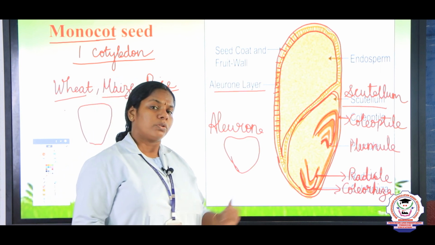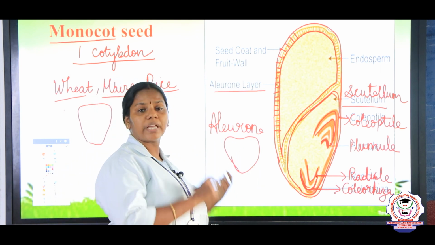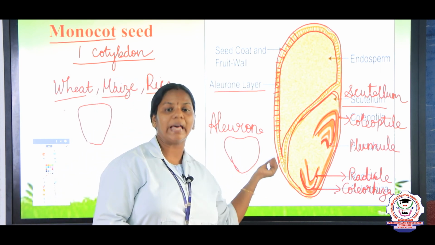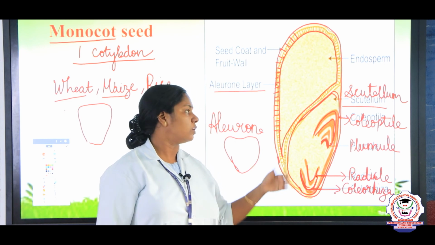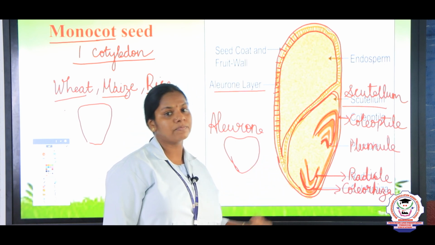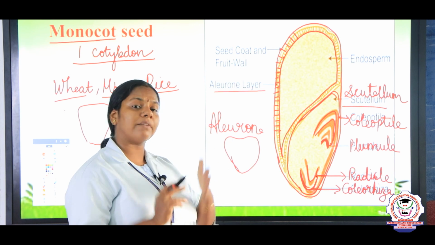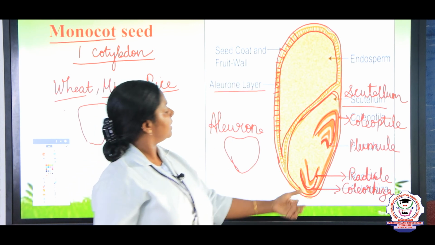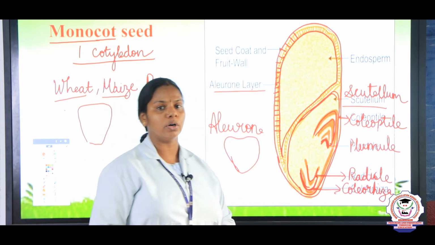So hence the food is stored in the endosperm. It is an example of an albuminous seed. So the shield shaped structure is called scutellum. Plumule is covered by coleoptile. Radicle is covered by coleorhiza.